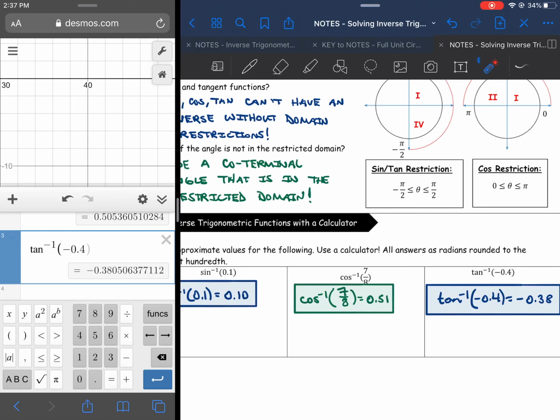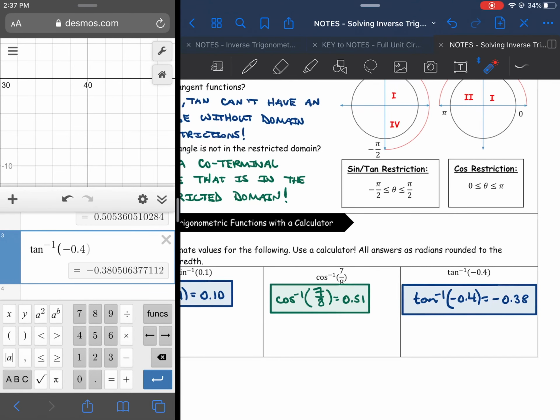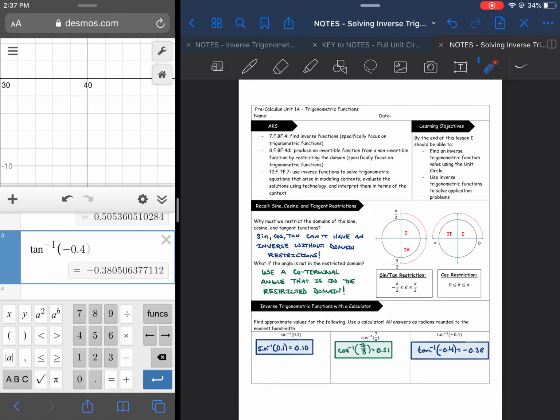Looking at cosine, we want cosine to be restricted between 0 and pi. So again, this is asking, what angle, if I took the cosine of that angle, would give me 7/8? Well, if I took the cosine of 0.51, I would get 7/8, and 0.51 is within this restriction. And then lastly, which angle could I take the tangent of to get negative 0.4? Well, negative 0.38 is within the tangent restriction, negative pi over 2 to pi over 2. So all those angles are within the correct restricted domain, so everything looks good there.